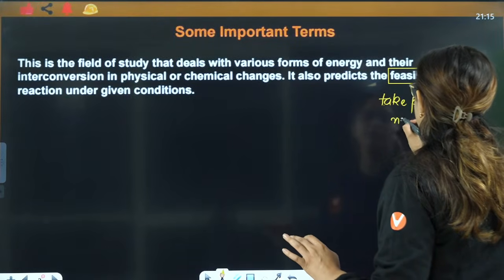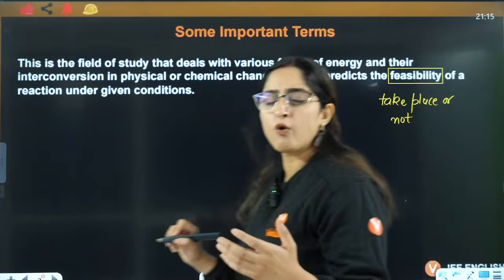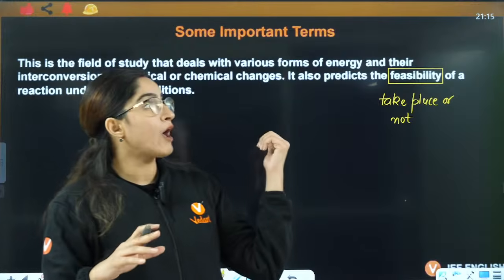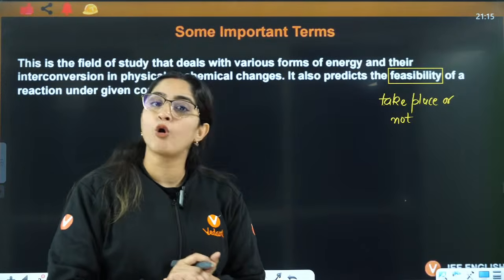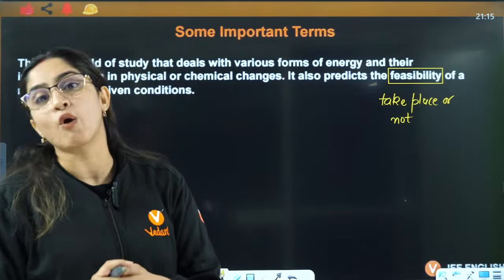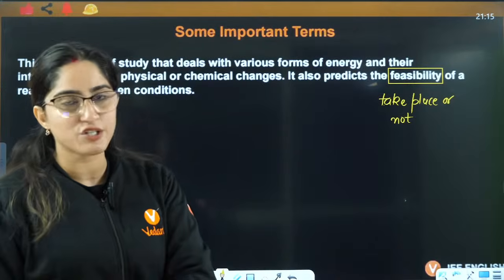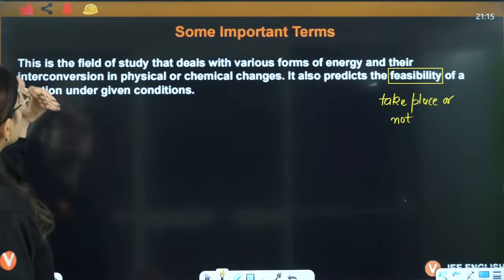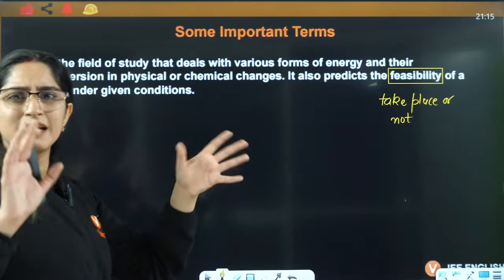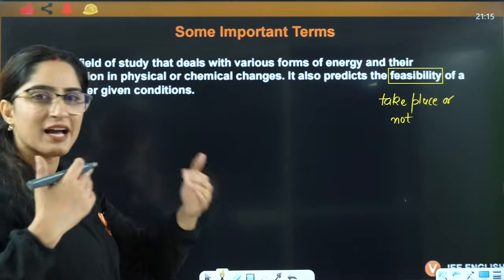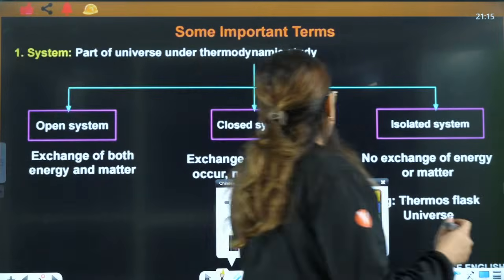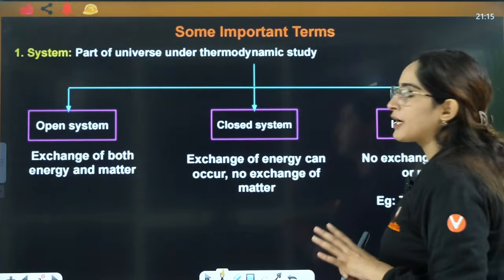So take place or not, that we will tell about with different things like Gibbs free energy, Gibbs Helmholtz equation, that is criteria of spontaneity, which is a very important question that we'll discuss in feasibility. Rest of it will discuss about interconversion of physical and chemical properties, how the reactions are changing, what are the changes that are occurring here. For that, there are some basic terms that you must know about.